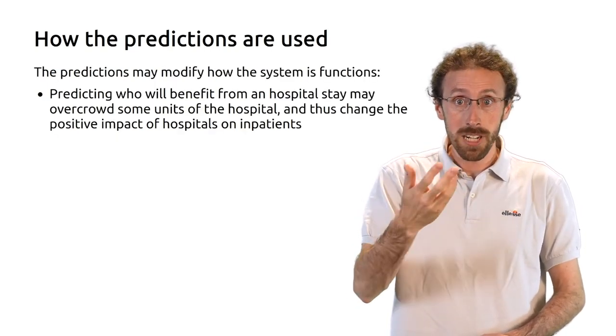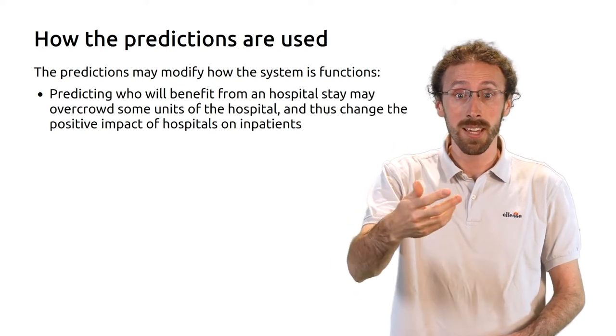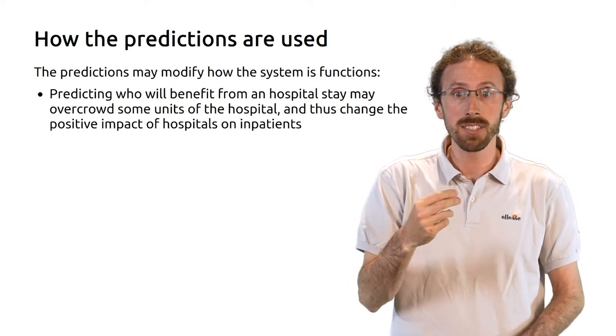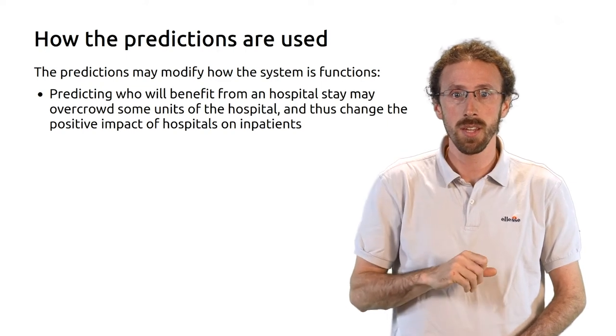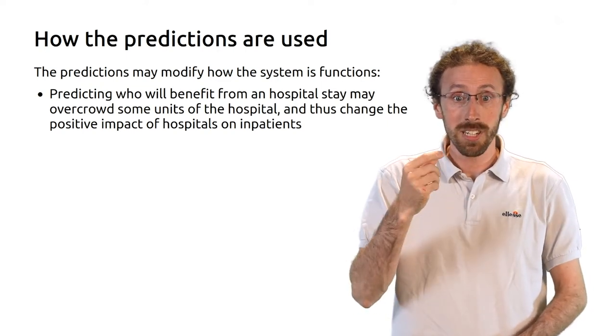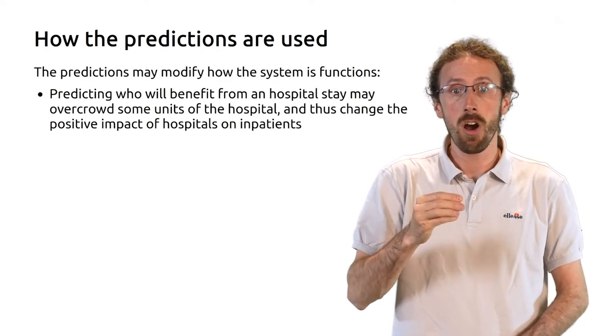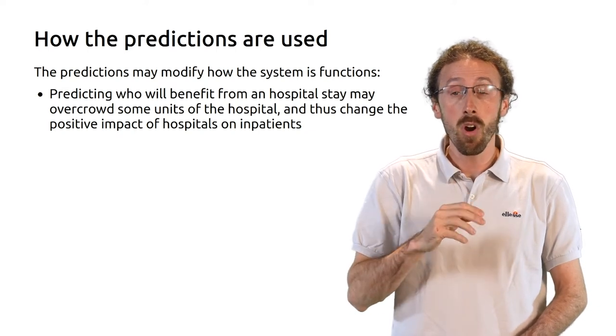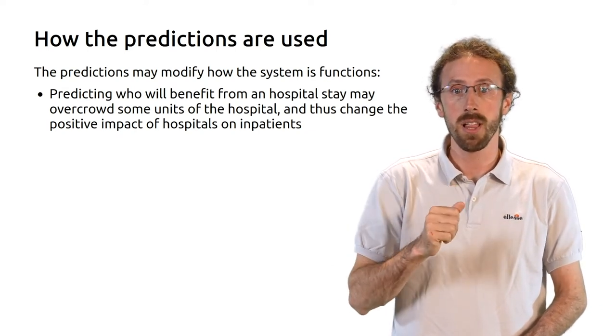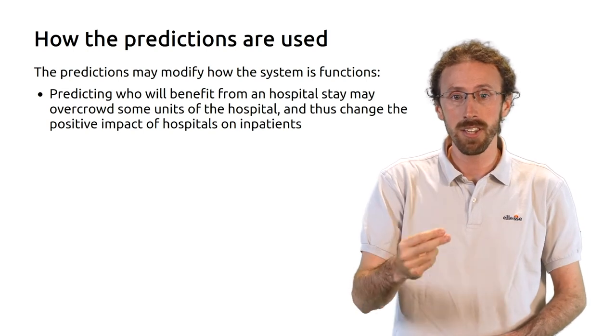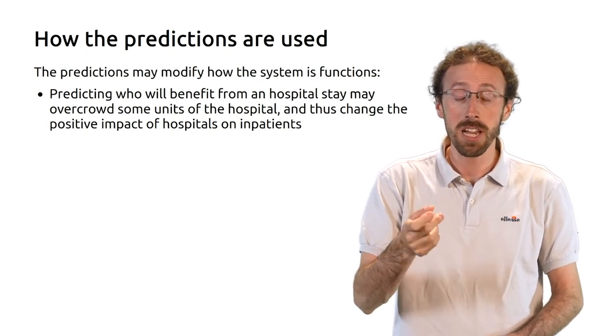Now, the predictions that you make may modify how the system functions. For instance, predicting who will benefit from a hospital stay may overcrowd some units of the hospital and thus change the positive impact of the hospital on inpatients.